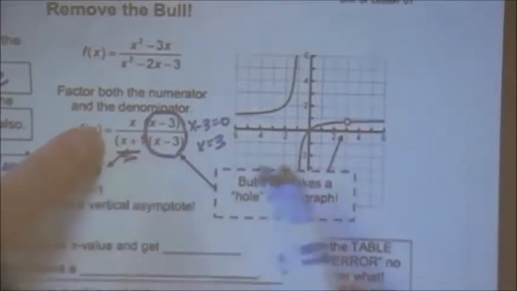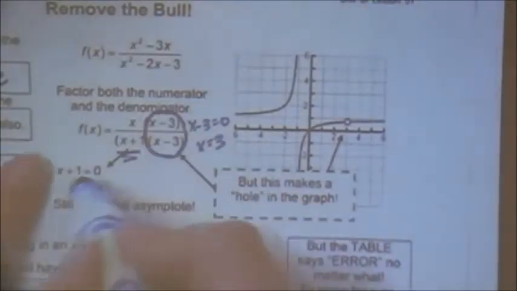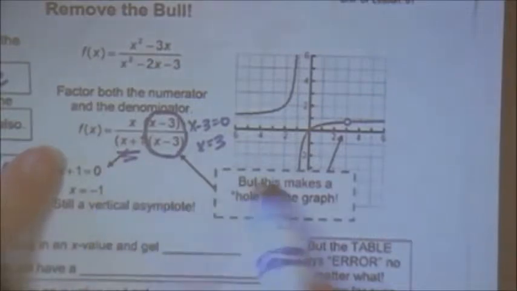What's left in the denominator is still a vertical asymptote. So I have a vertical asymptote at x equals -1. And you can see that on the graph here as well. So let's jump down and do a problem.